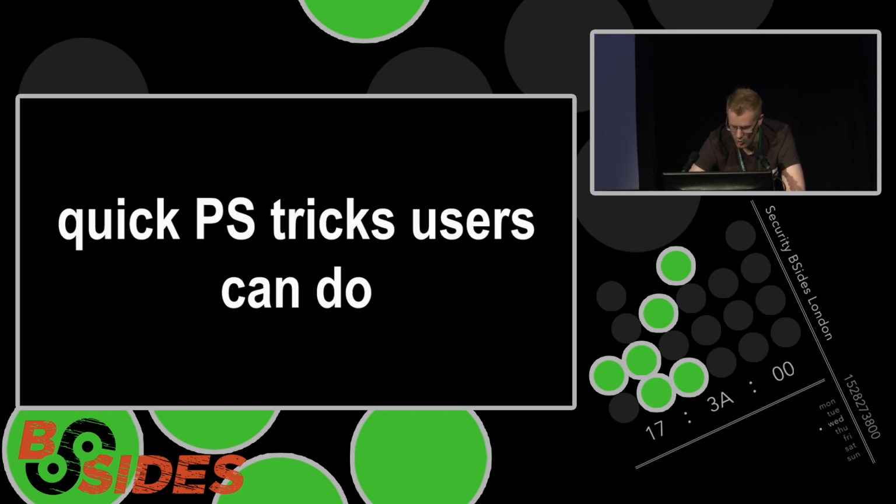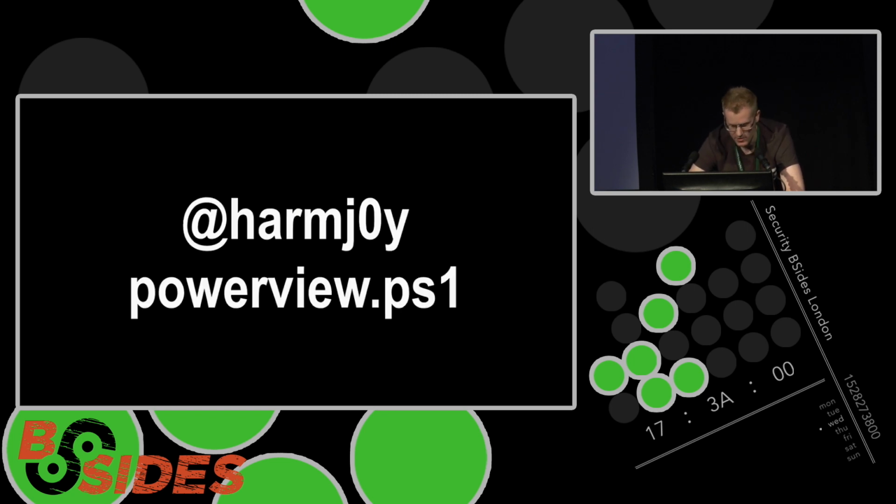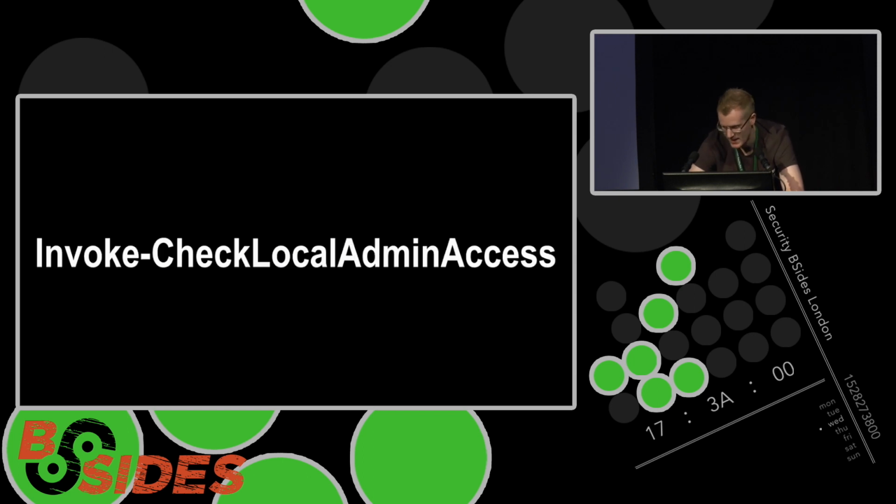And now for some more quick PowerShell tricks. Again, using PowerView, created by Harmj0y. Invoke-CheckLocalAdminAccess. This was an interesting discovery. It finds whether you are a local admin on a box, which you could do with CMD, but it's nice to always have a PowerShell one-liner. So it responds by saying no.